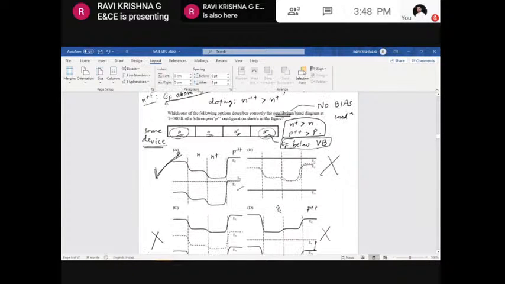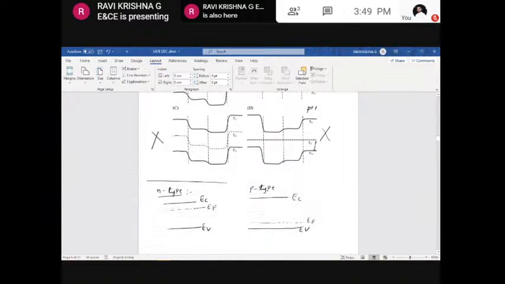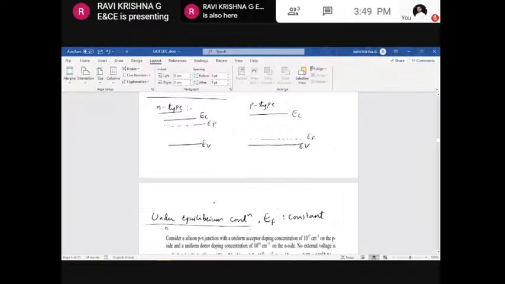So here we need to focus on these two points. First, under equilibrium condition, that is under no bias condition, the Fermi level will be constant for the entire structure, from this end to this end. Whenever they ask you to determine or understand the band diagrams of a particular device structure, we should keep in mind that the Fermi level should be constant under equilibrium condition.